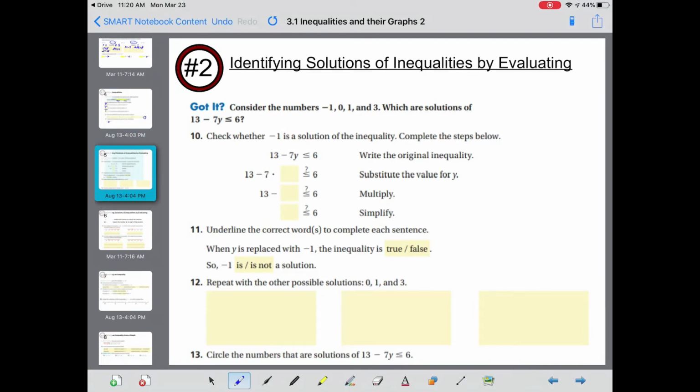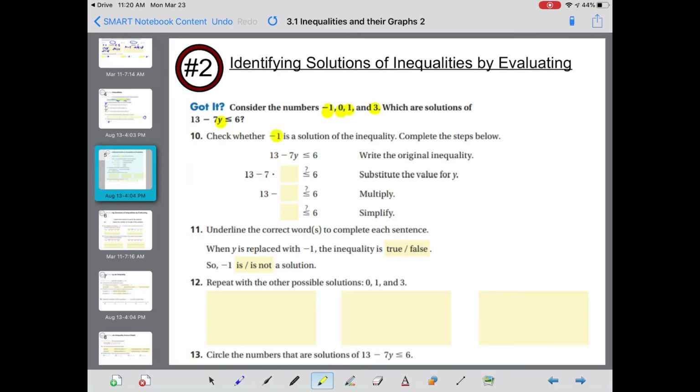Identifying solutions of inequalities by evaluating. Consider the numbers -1, 0, 1, and 3. So these numbers, most likely, we're going to have to plug into our inequality. Which are the solutions of 13 minus 7y is less than or equal to 6? Well, solutions means if I plug those highlighted numbers in for the variable y, the inequality in this case will be true.